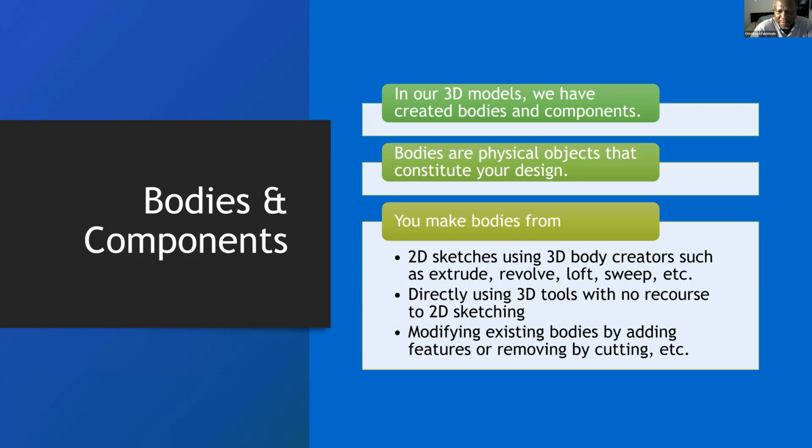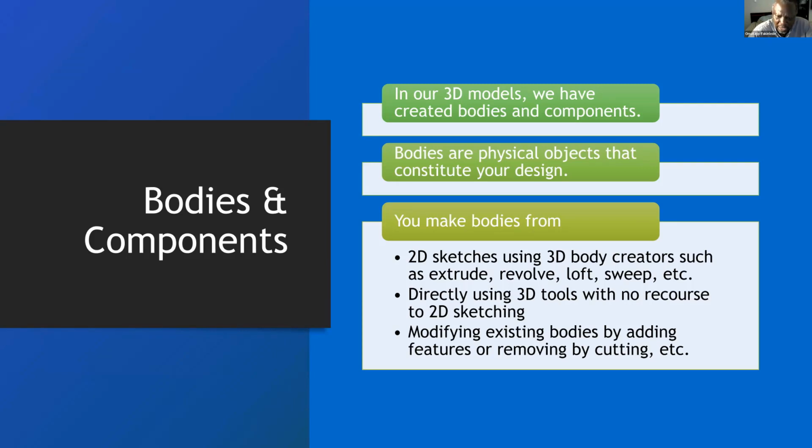Remember that to make 2-dimensional sketches using 3-dimensional body creators such as extrude, revolve, loft, sweep. I've used examples to show this to you, except revolve, which is even easier than the others. I'm sure some of you have done that on your own. You could also directly create 3D bodies with no recourse to 2-dimensional sketching. So some of those things are possible. You can do 3D straight, but most of the time you need 2D sketch to do your 3-dimensional solid models.